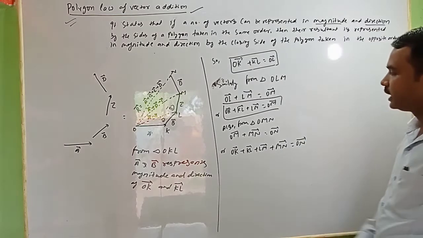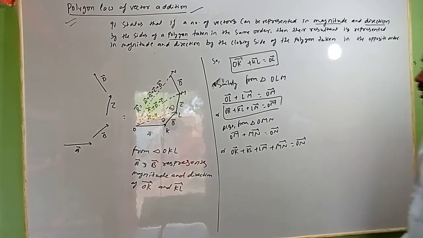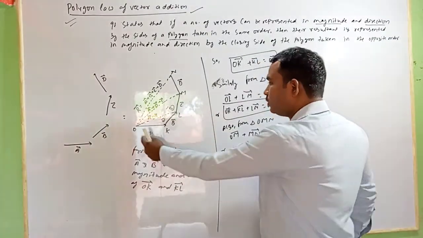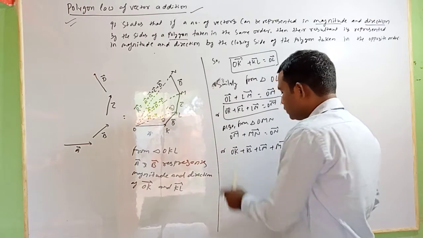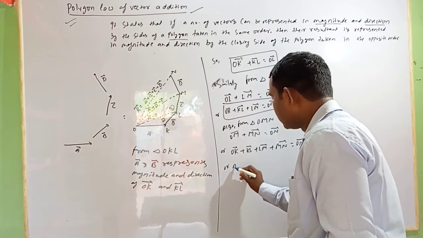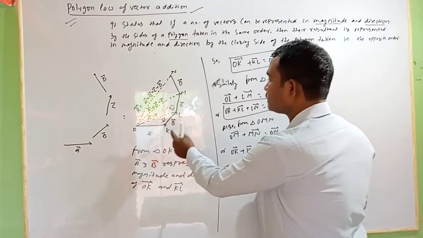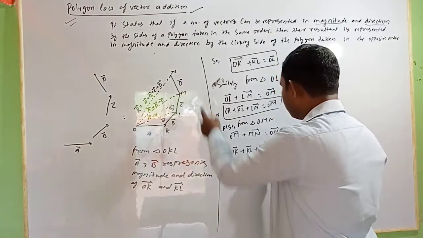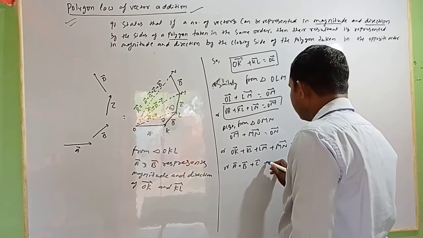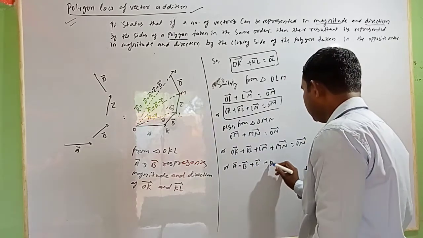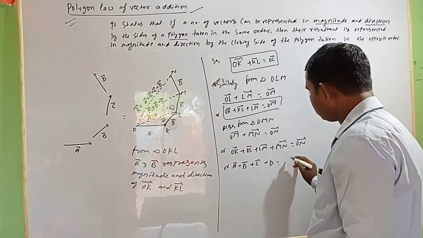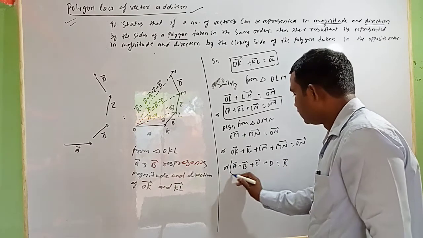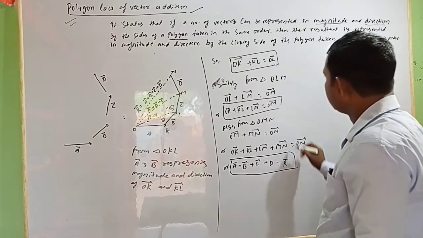Can you write? Okay. Now see all the triangles or the diagrams. What is the value of OK? Vector A. So you can write here vector A plus, what is the value of KL? Vector B, plus LM, which is vector C, and here vector D, is equal to ON. This is the resultant.